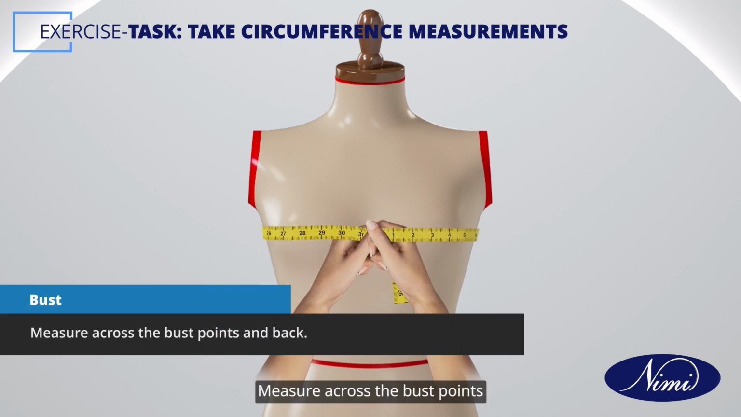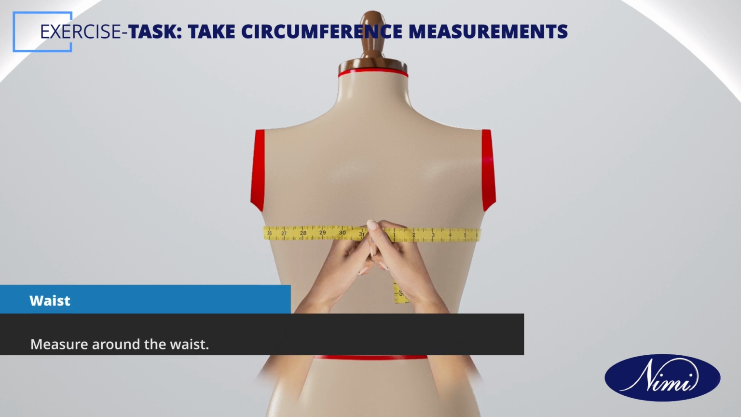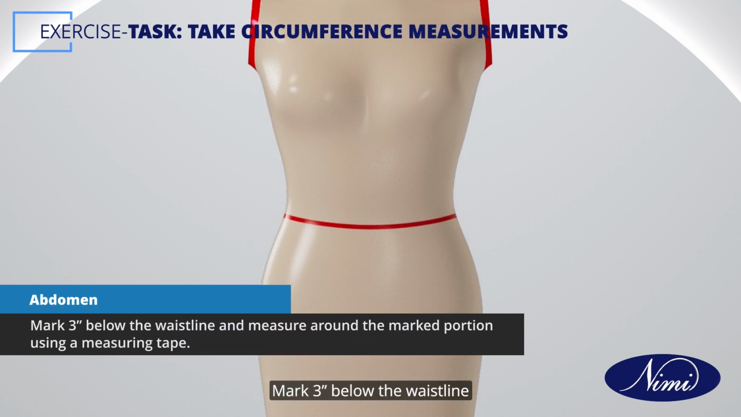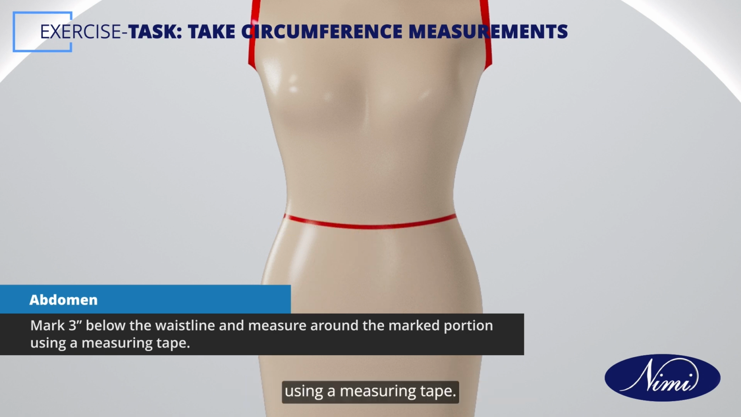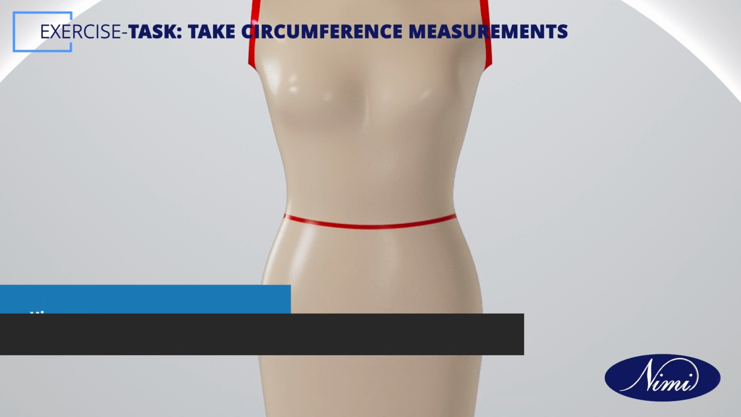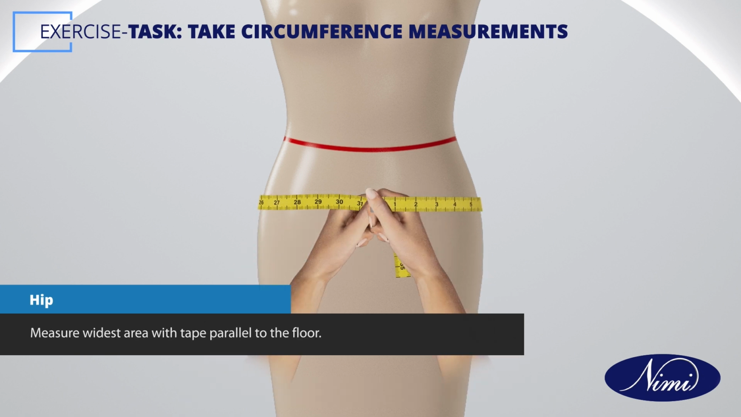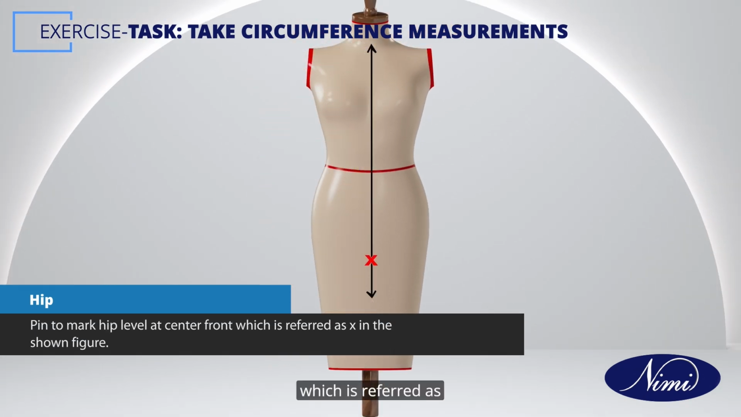Measure across the bust points and back. Measure around the waist. Mark 3 inches below the waistline and measure around the marked portion using a measuring tape. Measure widest area with tape parallel to the floor. Pin to mark hip level at center front, which is referred as X in the shown figure.